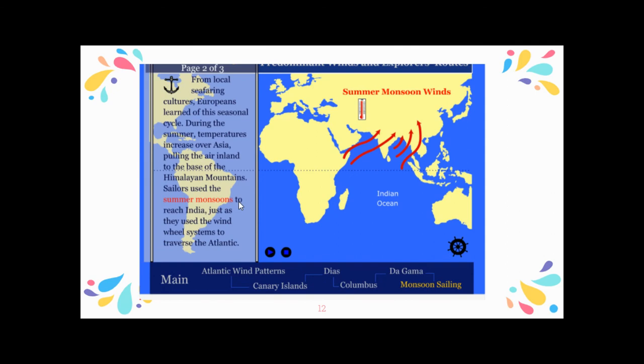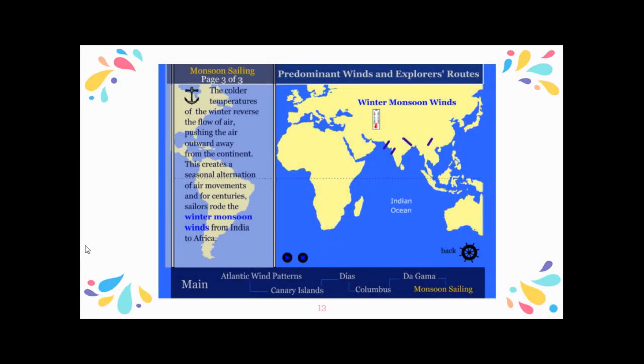Now, monsoon sailing. From local seafaring cultures, Europeans learned of this seasonal cycle. During the summer, temperatures increase over Asia, pulling the air inland to the base of the Himalayan mountains. Sailors used the summer monsoons to reach India, just as they used the wind wheel system to traverse the Atlantic. The colder temperatures of the winter reverse the airflow, pushing the air outward away from the continent. This creates a seasonal alternation of air movements, and for centuries, sailors rode the winter monsoon winds from India to Africa.